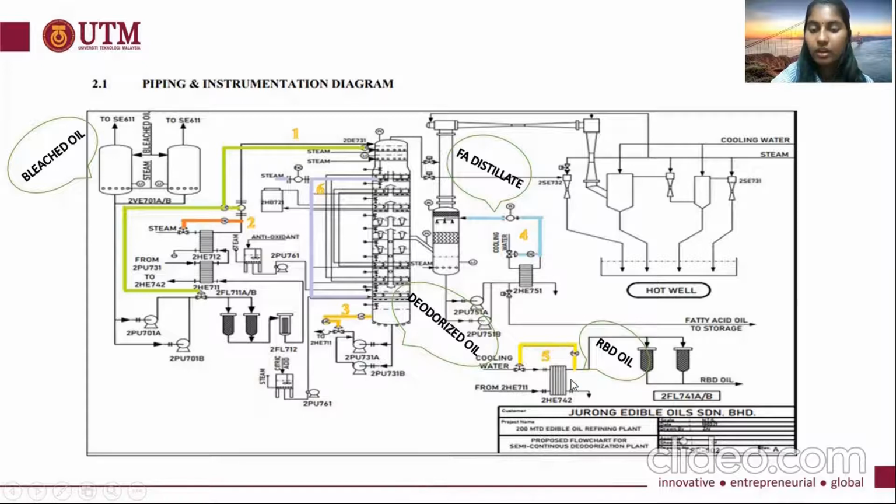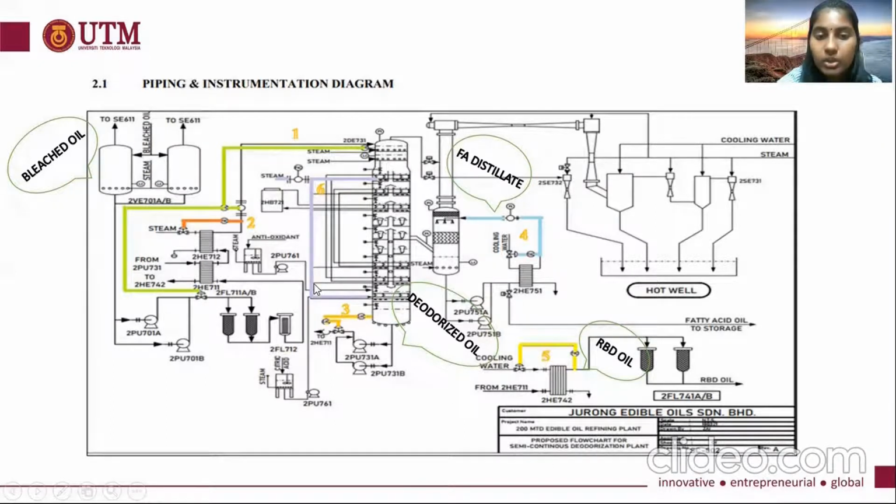And the fifth control loop also has a feedback control configuration, where it is controlling the temperature of RBD oil at the effluent of this heat exchanger, manipulating the cooling water, and the disturbance will be the temperature of the cooling water.